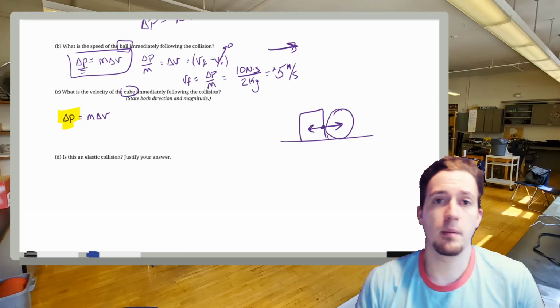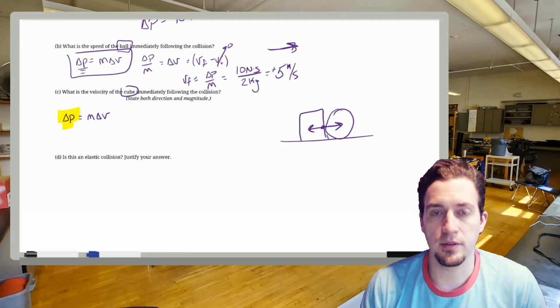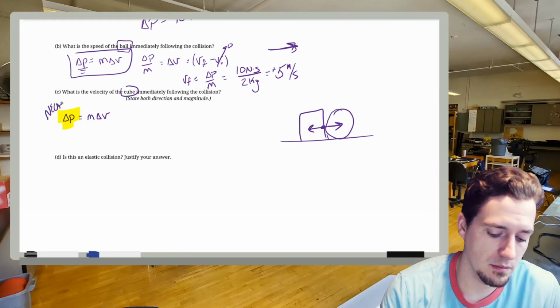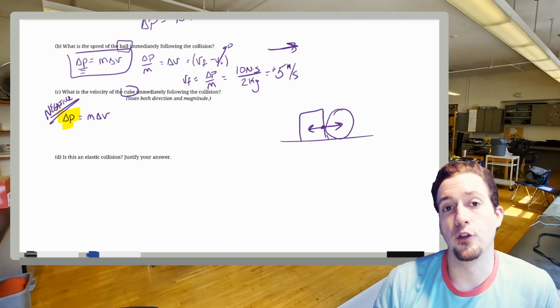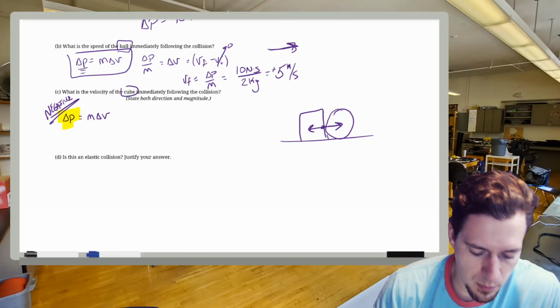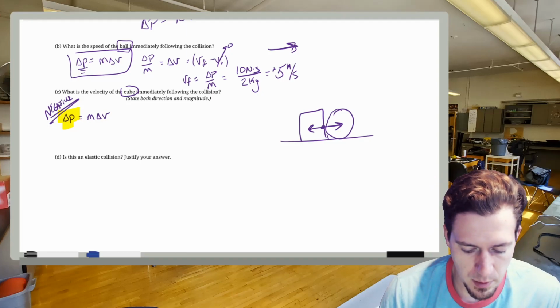So if we were to think about this, remember with momentum, everything's a vector, so we care about directions. That means this impulse has to be negative for the cube, because the cube is going to be slowed down, it's being pushed backwards. So it's important for us to keep that in mind as we work through this.